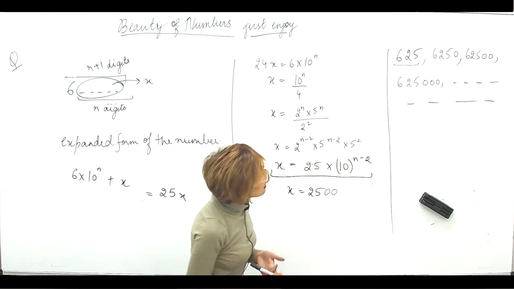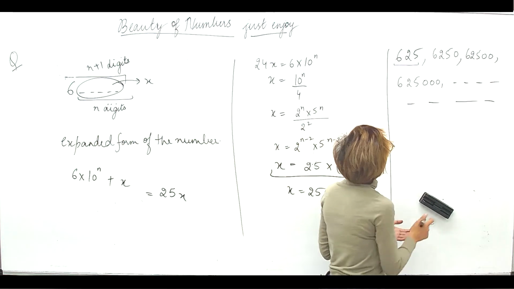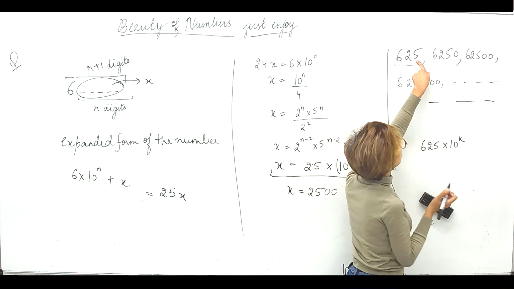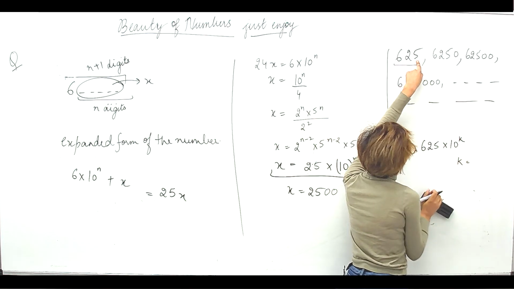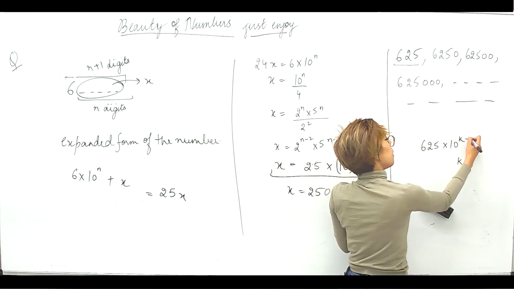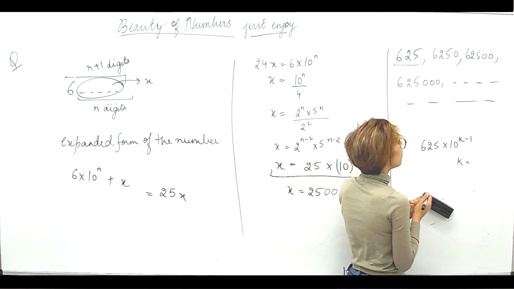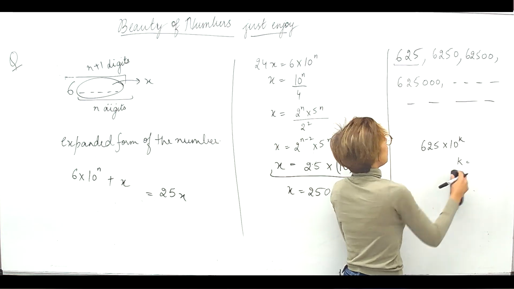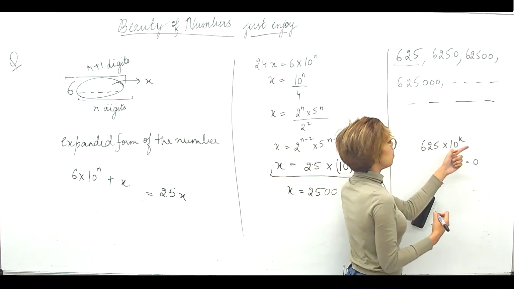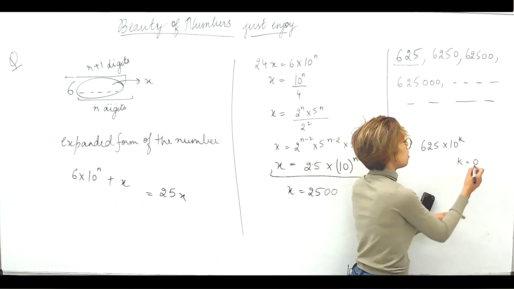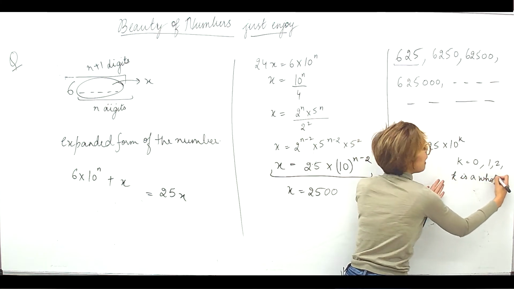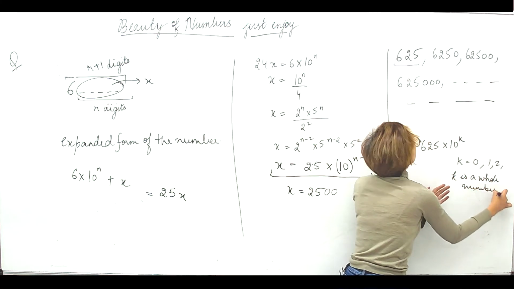Right? Now, if you want to write it in a systematic manner, you can write it as 625 into 10 raised to the power k, where k can be 0, because 10 raised to the power 0 is 1, and the right number comes. So k can be 0 or 1, 2 or 3. Basically, k is a whole number. So in this way you can write the answer.